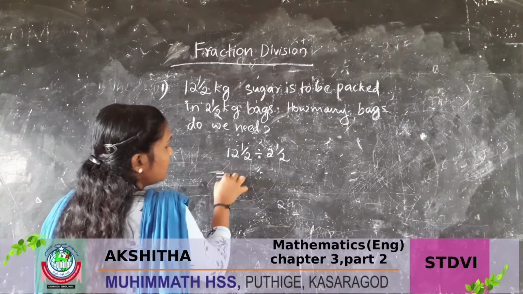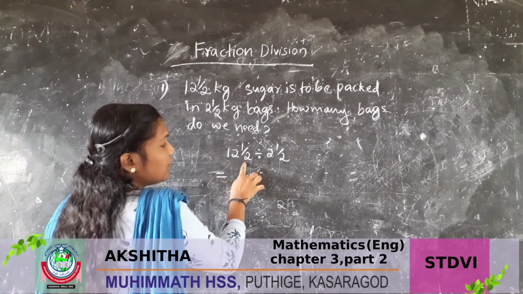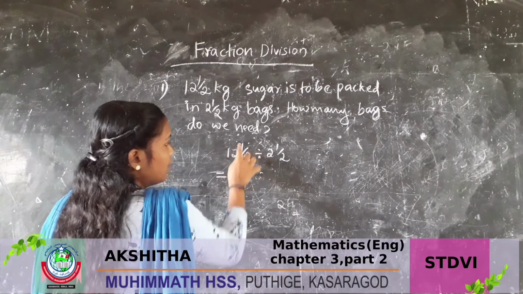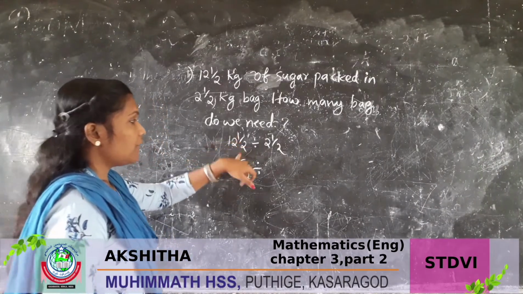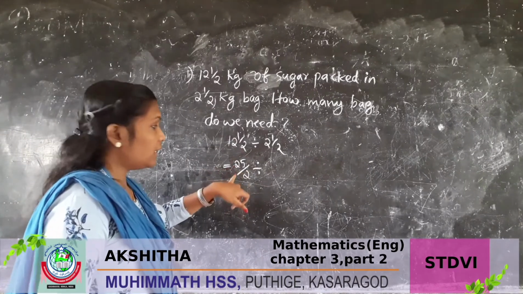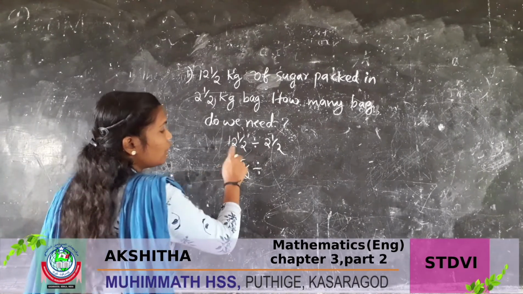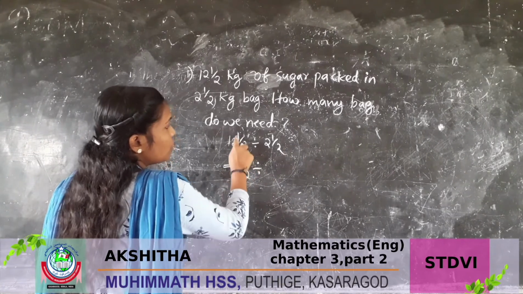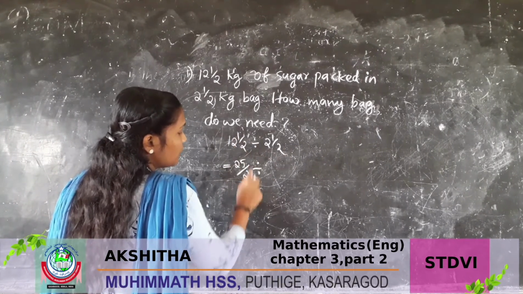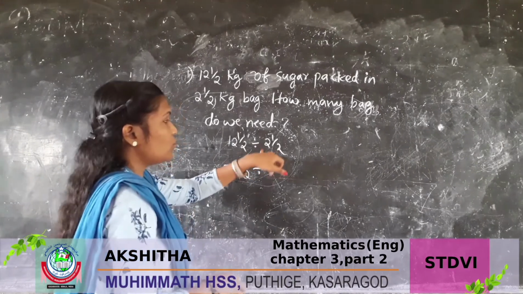So next, 12 2s are 24. 24 plus 1, 25 by. So here 12 1 by 2 we can write as 25 by 2. 12 into 2, 24. 24 plus 1, 25. So 25 we can write here. 2 we should write here. Next 2 1 by 2.